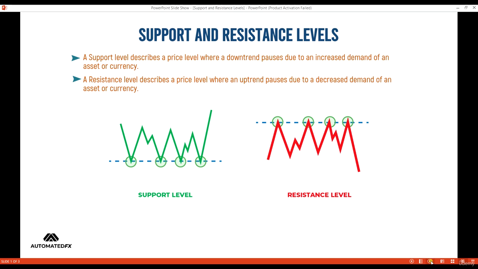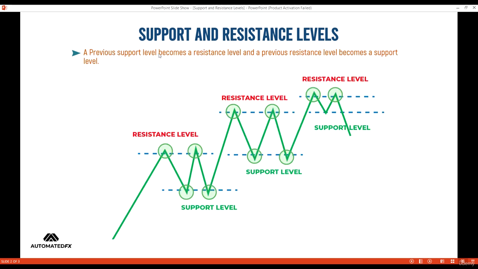A previous support level becomes a resistance level, and the previous resistance level becomes a support level. This is a normal phenomenon in the market. Whenever we have a resistance level and a support level, there is a high possibility that the market will react whenever price comes to that same level.